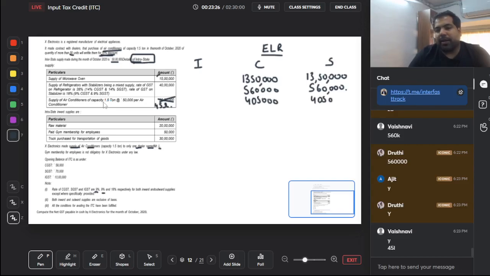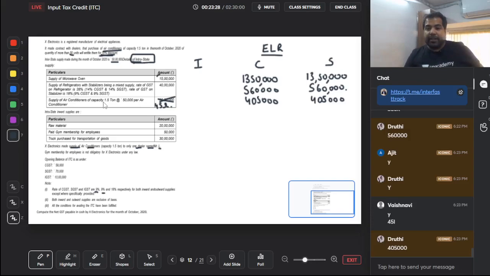This is so simple, and Indians not getting it is surprising, guys. Indians love discounts. We all know discounts really, really well. So this is 4 lakh 5, 4 lakh 5. Perfect. This is what your liability is.